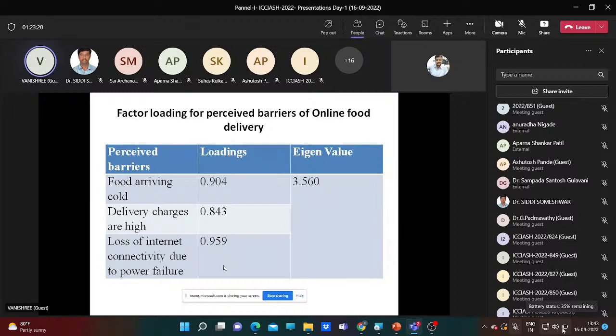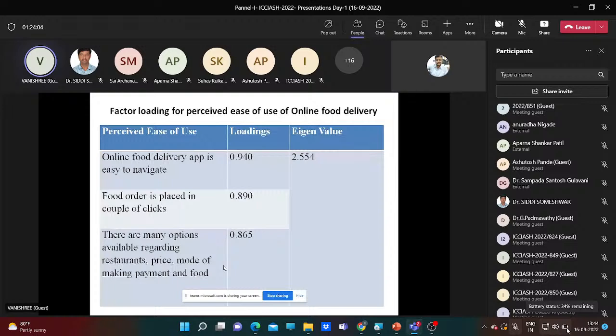The next factor which I have taken is perceived barriers. Under this: food arriving cold, delivery charges are too high, or loss of internet connectivity due to power failure. Loss of internet connectivity due to power failure has got the highest loading of 0.959, followed by food arriving cold, and then followed by delivery charges are high. So all have been found to be relevant factors which are perceived barriers for food delivery.